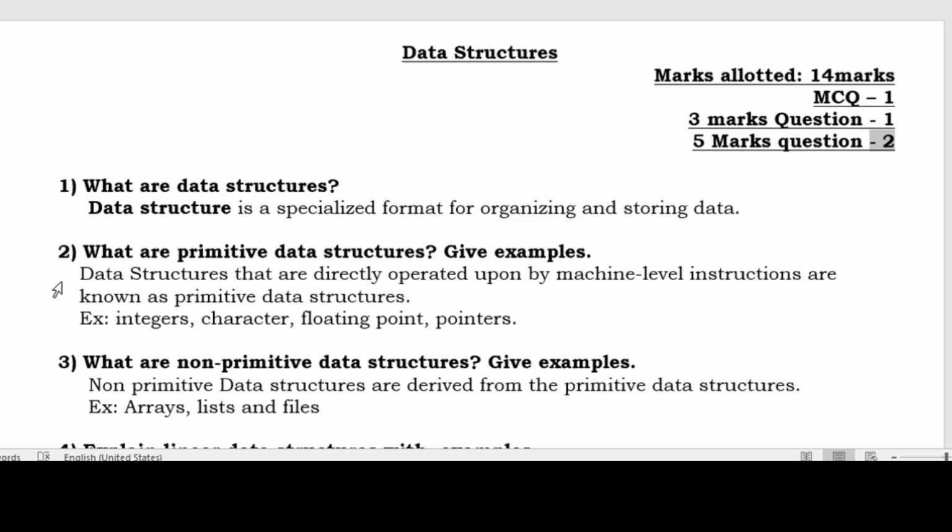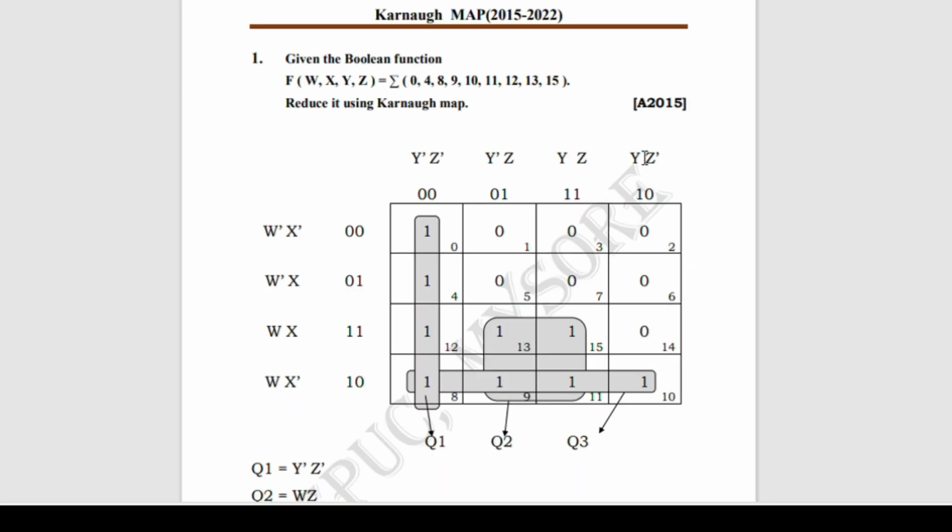So let's go to the last and final chapter, which is Boolean algebra, K-map. So here is the last 5 marks that you can score. It is from K-map. If you cannot score 5 also, at least for the construction you can get 2 marks. So it is the first K-map. All these K-map questions are from 2015 to 2023. So let us see one by one.